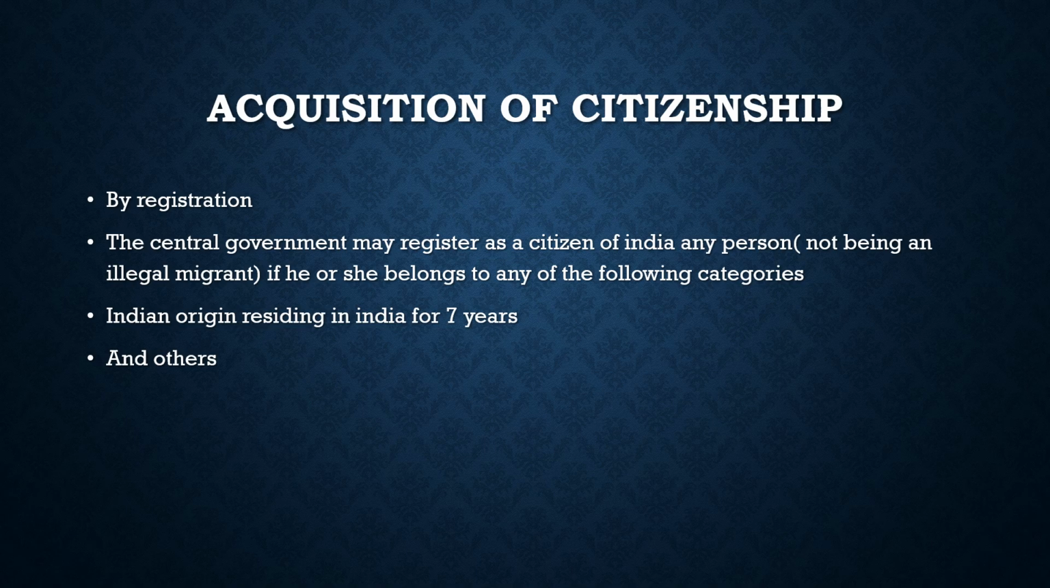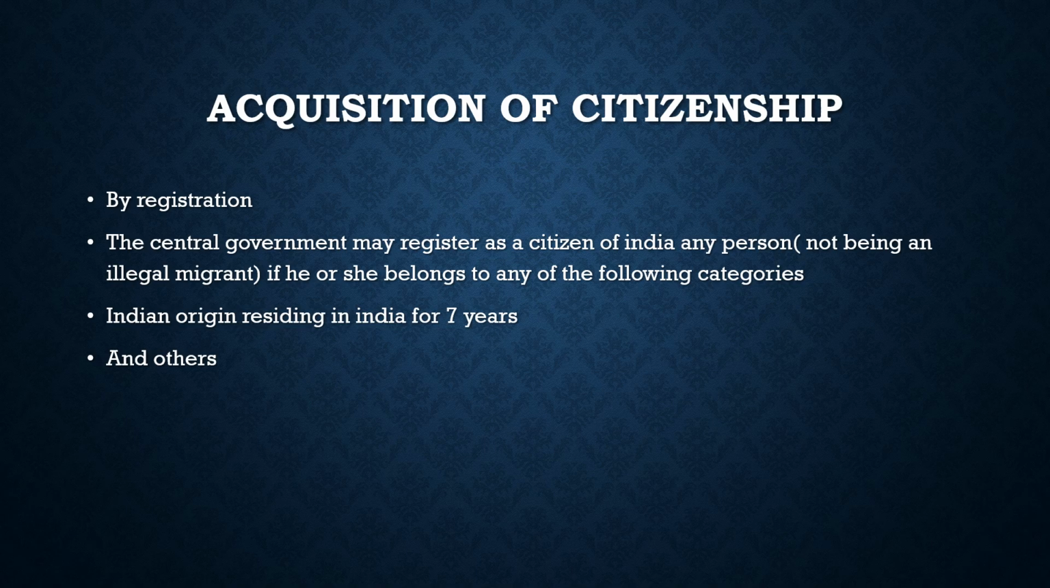There are almost 7 categories given here in the book. Let's have a look at it. The first category is a person of Indian origin who is ordinarily residing in India for 7 years. A person is of Indian origin and has been residing in India for 7 years before making an application for registration. He would be granted citizenship by the central government via registration.